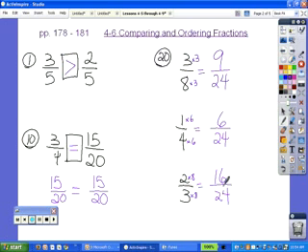Now to put the fractions in order, we're going to use the like fractions. Since 6/24 is the lowest, that means 1/4 is the least. 9/24 would be next, so 3/8 is second, and that leaves 2/3 as our greatest valued fraction.